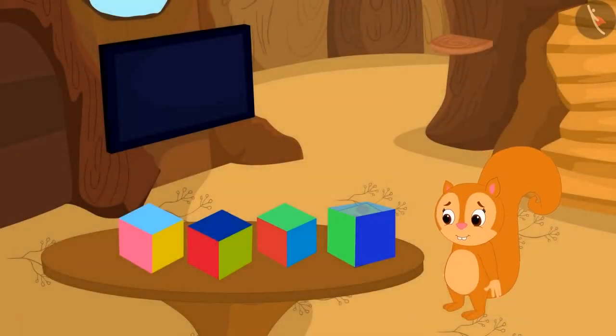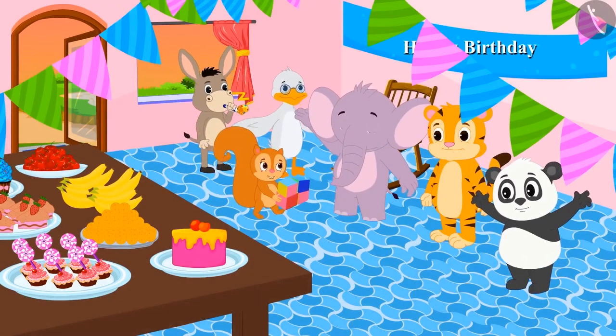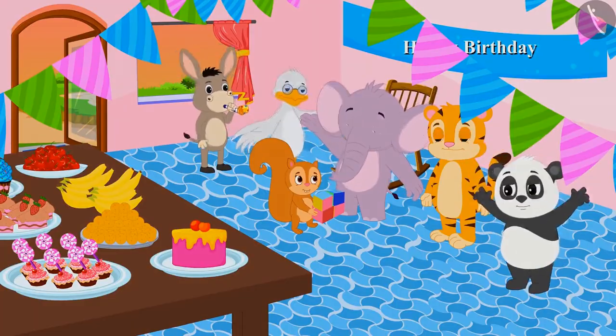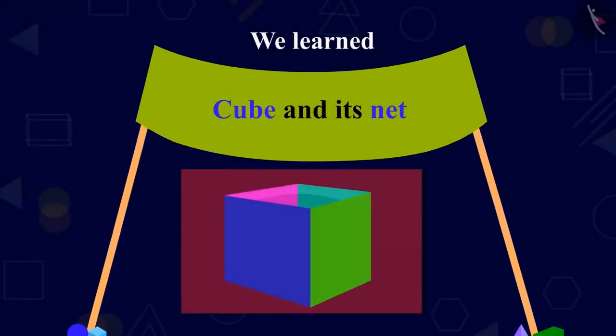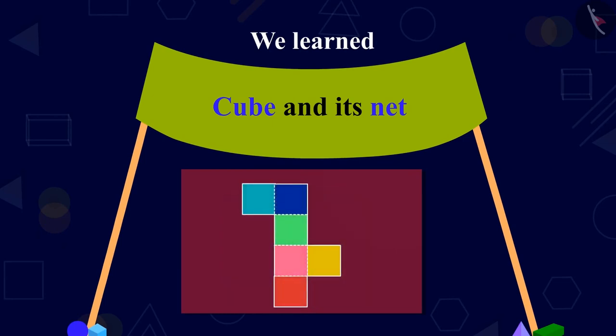Chanda's boxes are all ready and she is going to take them to Appu's party. Kids, in this lesson, we learned about the cube and its net. In the next video, we will learn more about three-dimensional shapes and their nets.